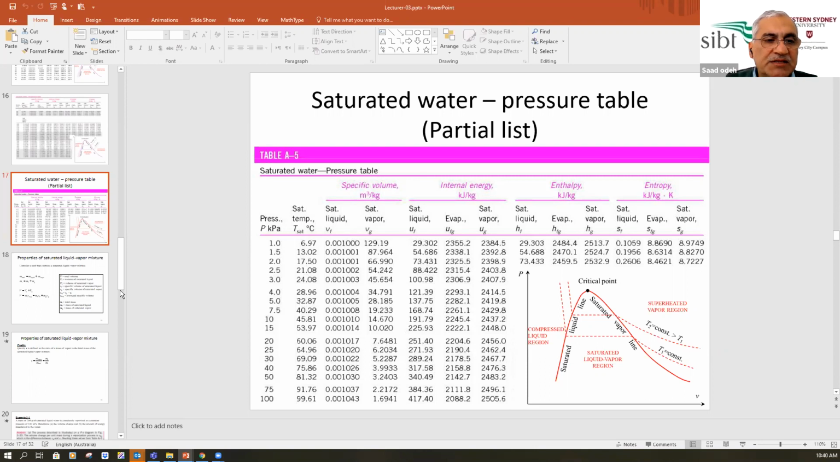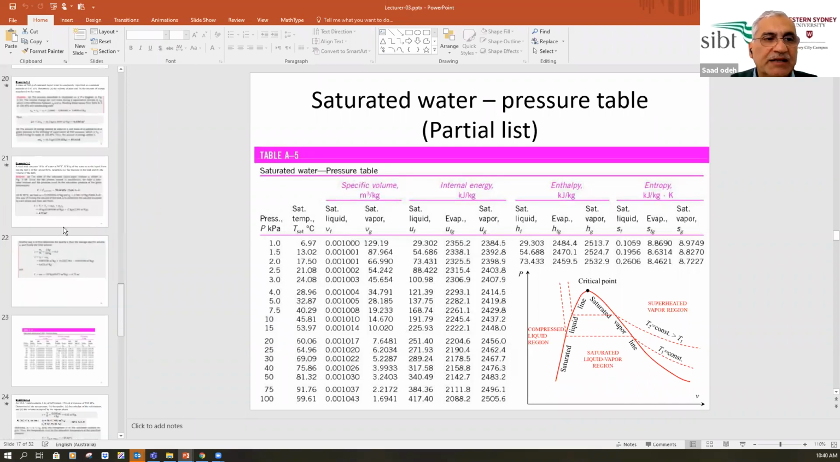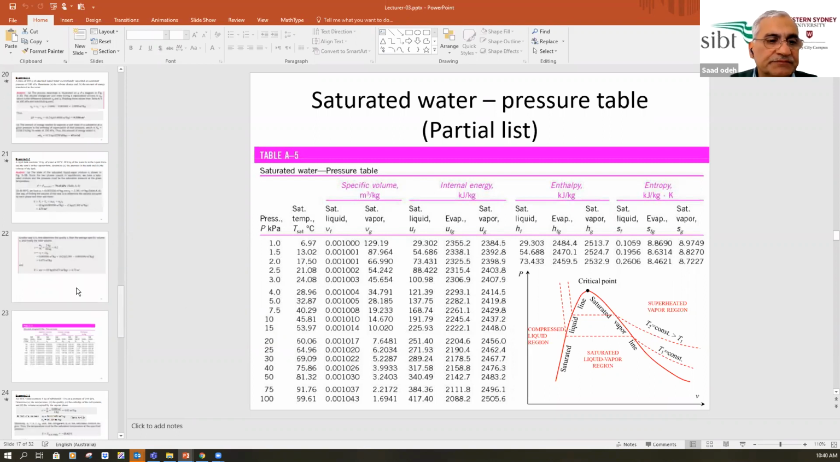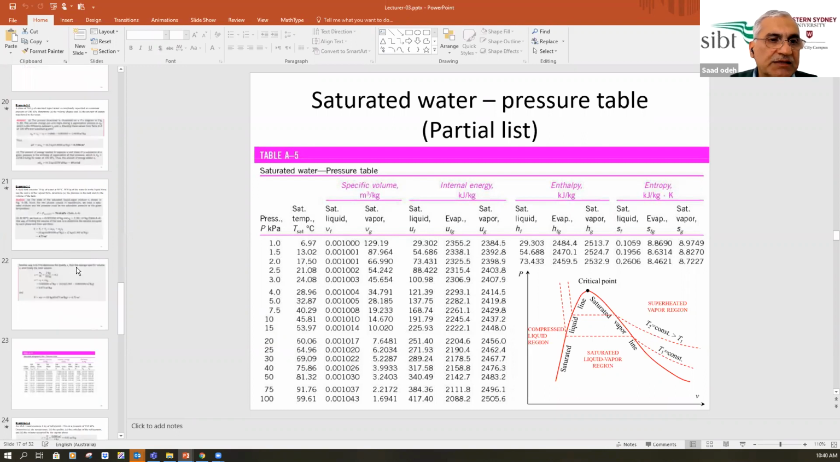So this formula, we call it gas constant or ideal gas equation. So let me take you to that.